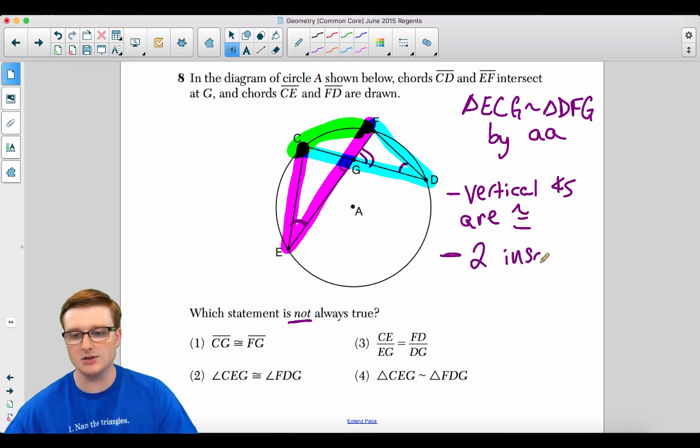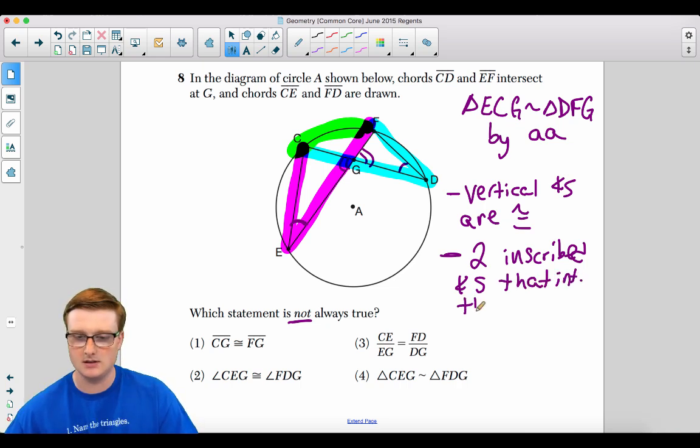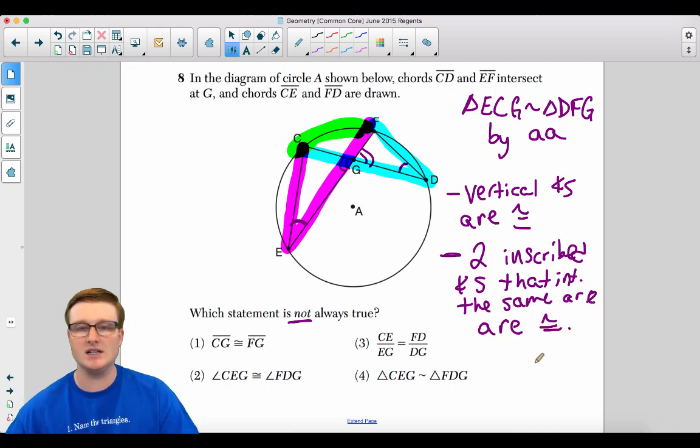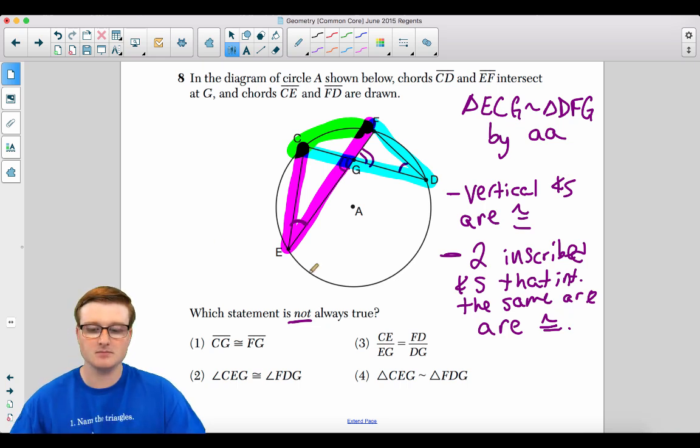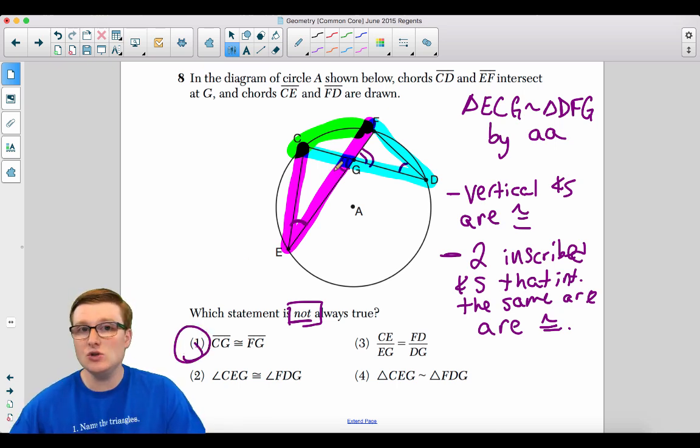Two inscribed angles that intercept the same arc are congruent. Now, why am I telling you this? I'm not saying this for no reason. Because the answer choices require your knowledge of similar triangles. If we take a look at the one that's not always true, choice 1 says that CG is congruent to FG. Is that true? No, it's not. That's an assumption. And these two triangles are not congruent, so that is the answer.